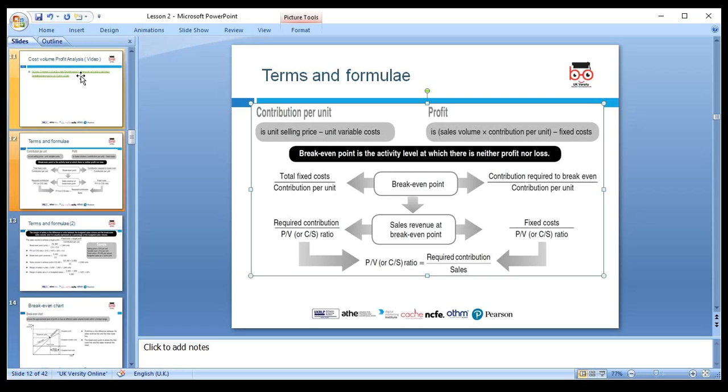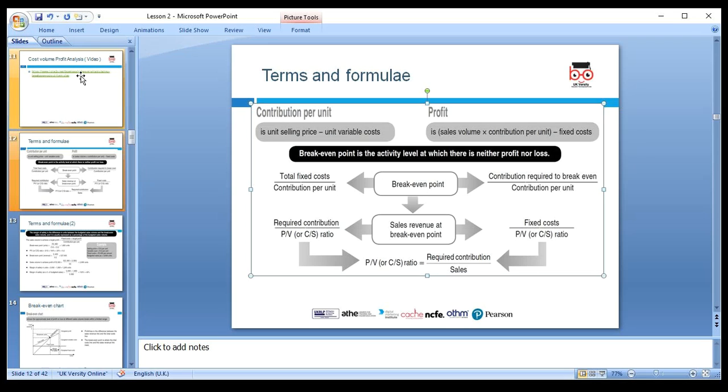You will see here, first, contribution is selling price minus variable cost. If you want the break-even point, it is fixed cost divided by contribution per unit, which gives how many units we will produce and sell to break even. It will cover fixed and variable cost together. If we are selling more than that we have a profit, otherwise we have a loss.